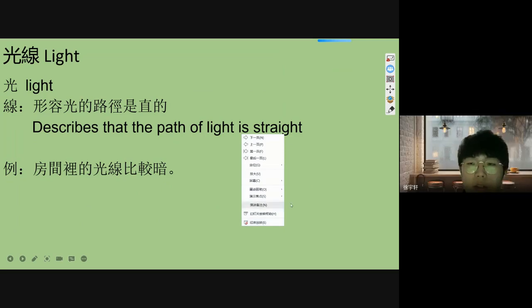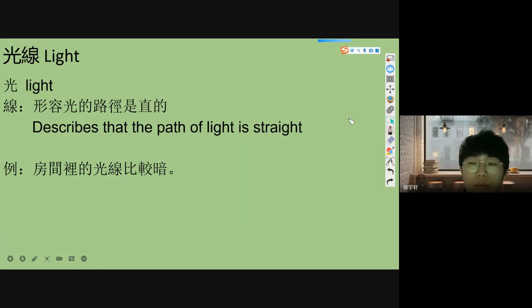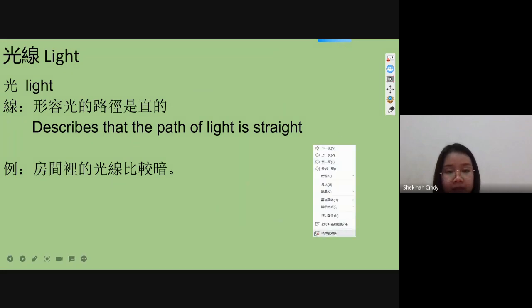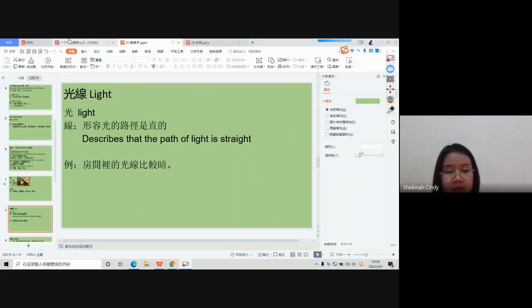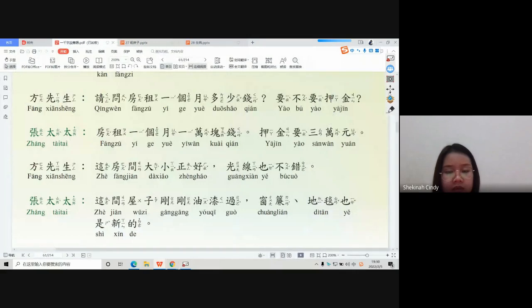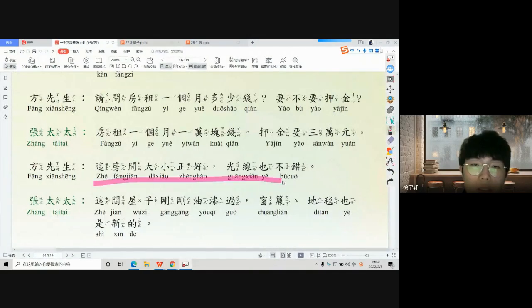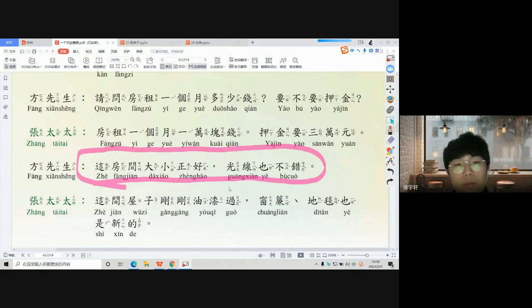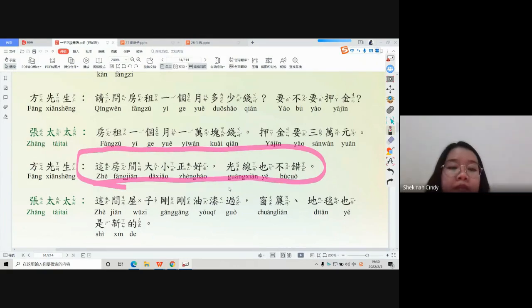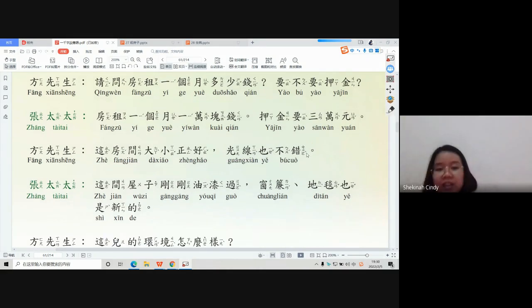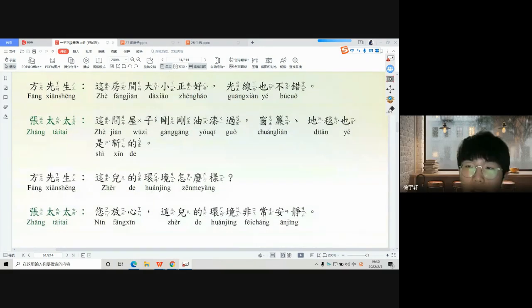Okay, so can you understand 光线 now? Okay. So can you try to translate this sentence? So the size of the room is just right, and the lighting is also great. The lighting of the house. Okay. Yes, that's a good translation.